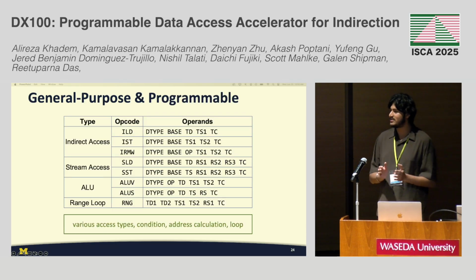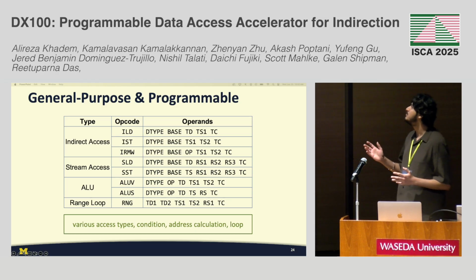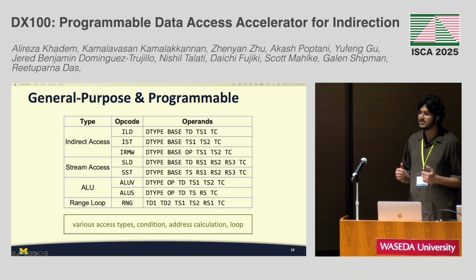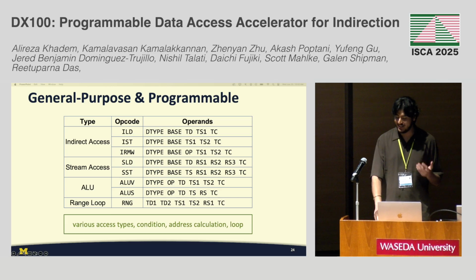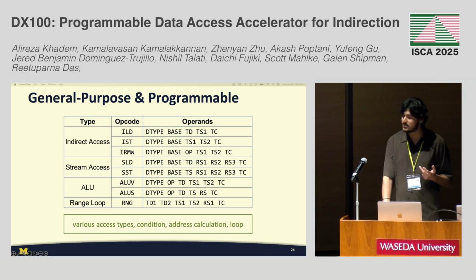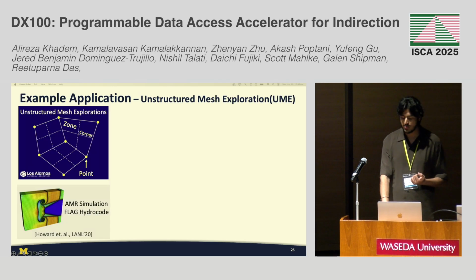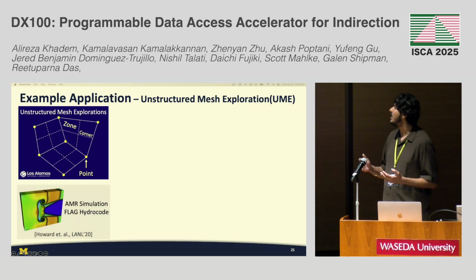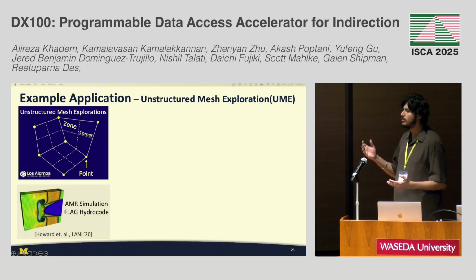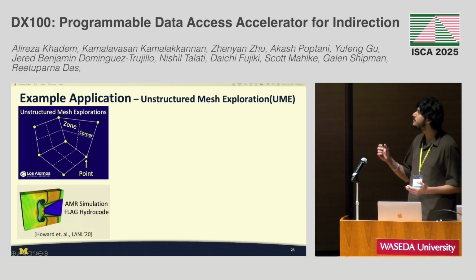Based on the study of the HPC application, we propose a general purpose and programmable accelerator with 8 instructions which provide various access types, conditions, address calculation, and range loops. Let's look at an example of how we can use the instruction set to upload bulk accesses to DX100.